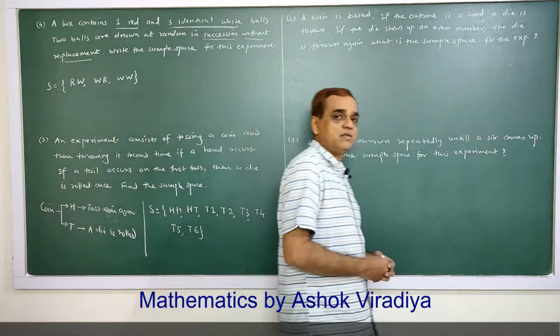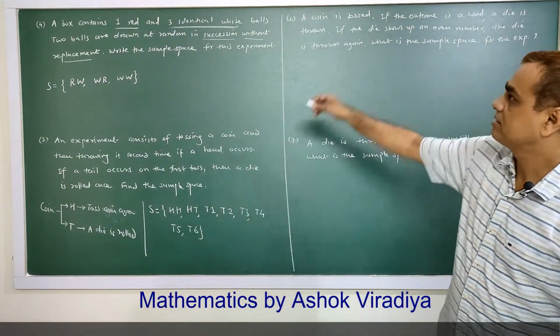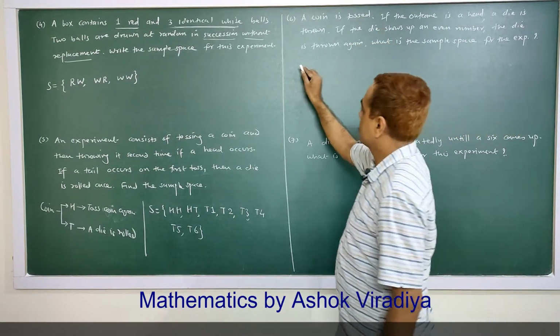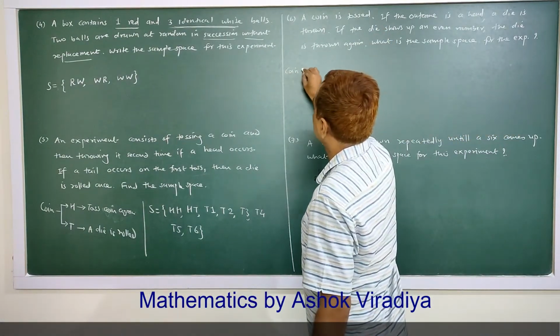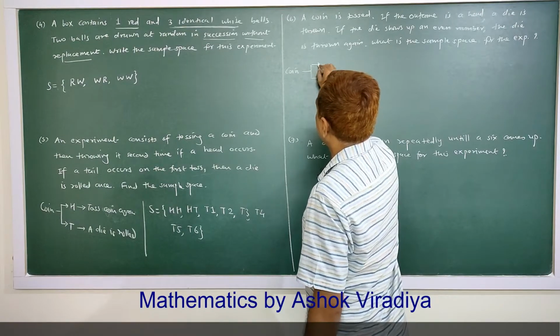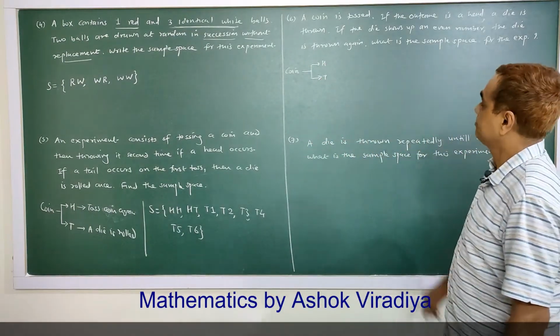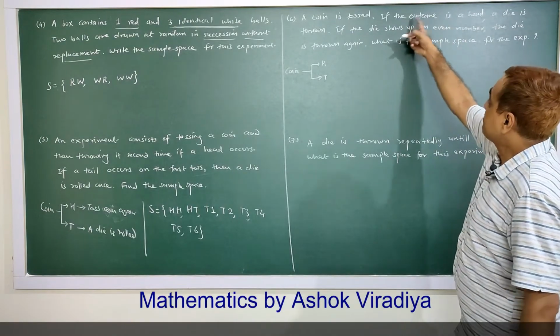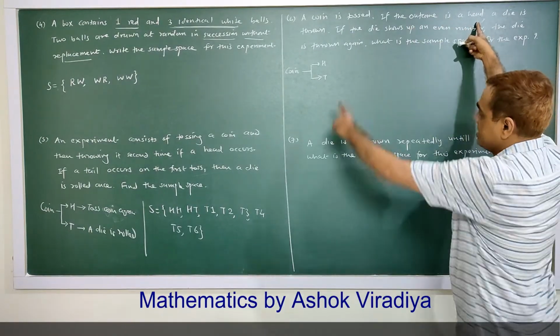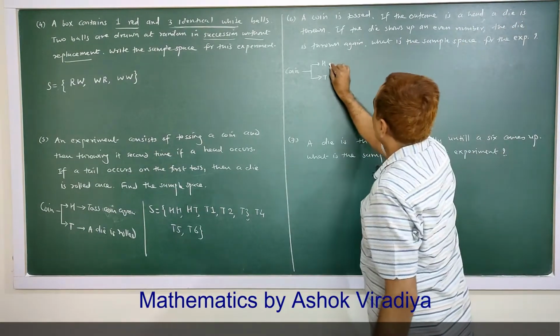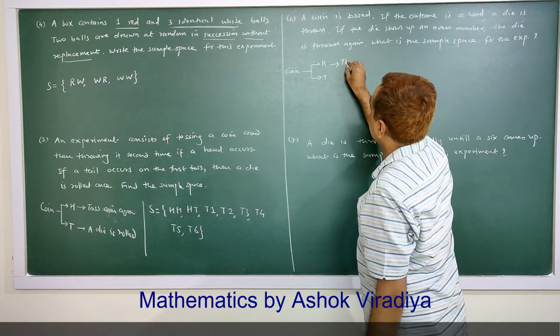Here the experiment is a coin is tossed. So there are two possibilities, either H appears or T appears. If the outcome is head, a die is thrown. That means throw a die.